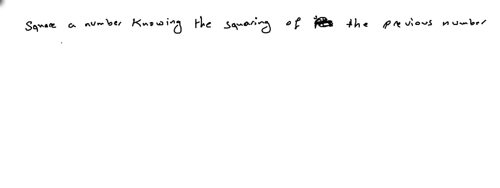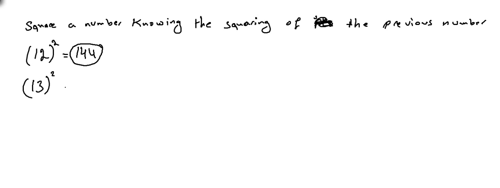For example, most of the students know that 12 squared is 144. They use that number a lot. Or 11 squared, we can start, or 10 squared, any number. If we know this squaring, we should know the 13 squared. The 13 squared is 169.